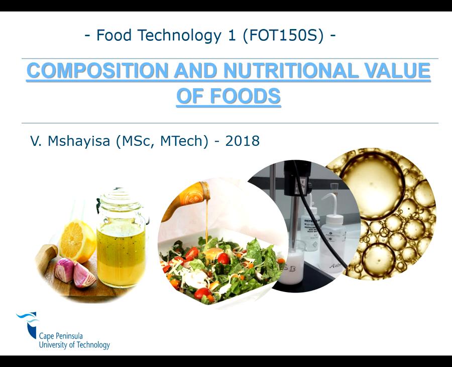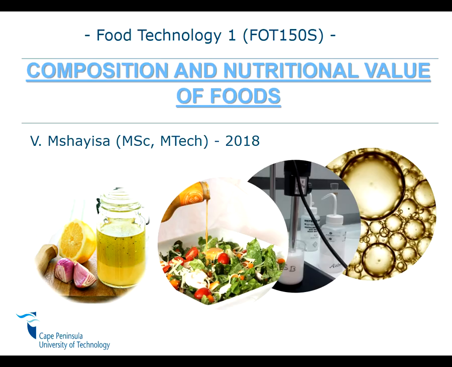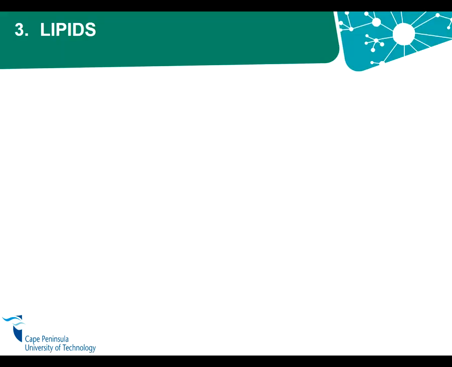Welcome to the second video session for Food Technology 1 FOT 150S. My name is Vusim Shaisa and today we're going to be talking about the composition and nutritional value of foods. This lecture presentation is a continuation of what we have already covered in class. We have spoken about carbohydrates and proteins as part of food constituents. This presentation will focus mostly on the lipids and will also look at the toxicants that can be found in food products.